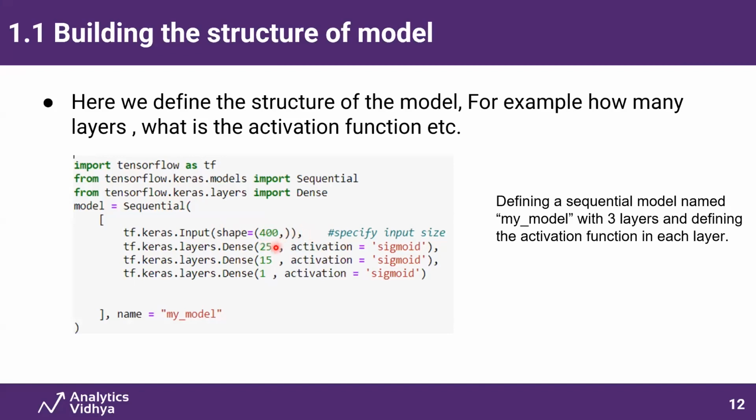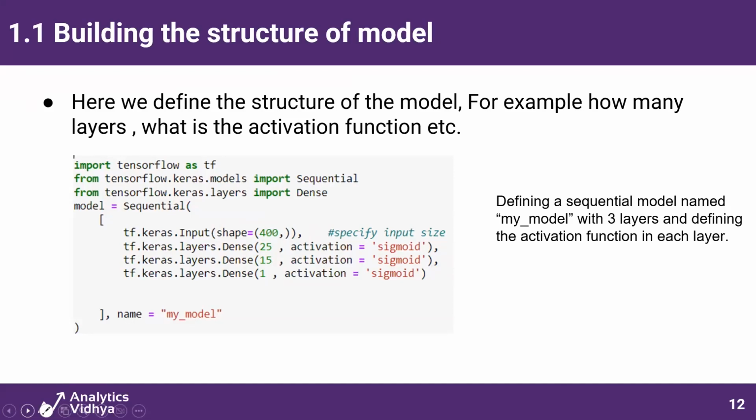It will go to the first layer, which will have 25 neurons. The output of this layer will go to the second layer, which will have 15 neurons. The output of the second layer will go to the third layer, which will have 1 neuron. At the end, I will get an output. And the name of my model, put it as my model, you can put anything. So we have defined a structure.